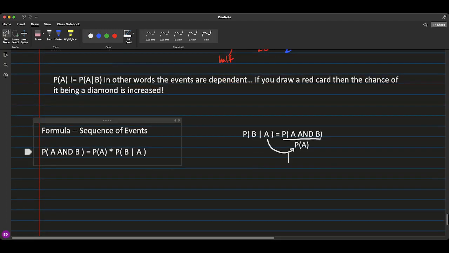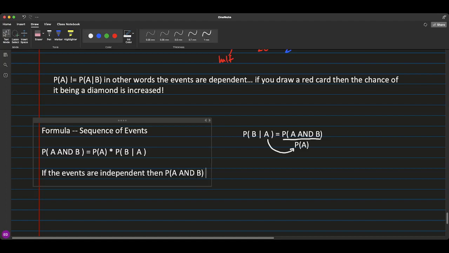And more importantly, this formula always works. We've actually already talked about it. But if the events are independent, then the probability of A and B is equal to the probability of A times the probability of B. I can't type. So instead of this more complicated formula, if the events are independent, you can just multiply their individual probabilities.